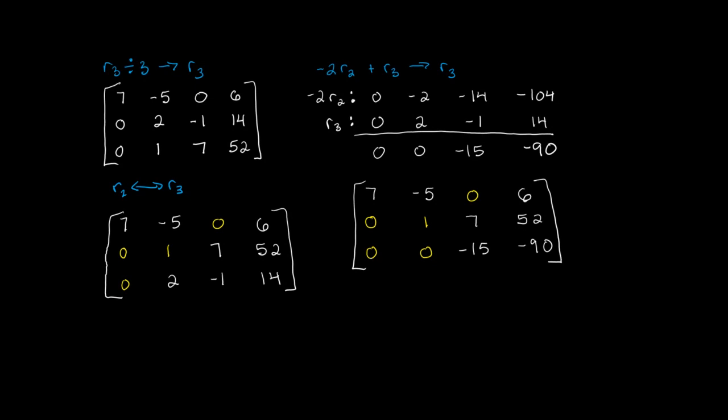So I'm going to try to squeeze it in. I'm going to do row 3 divided by -15 and try to squeeze it on this slide so I don't have to move to another slide. So I've got 7, -5, 0, 6, 0, 1, 7, 52, 0, 0, 1, and then -90 divided by -15 comes out to 6.